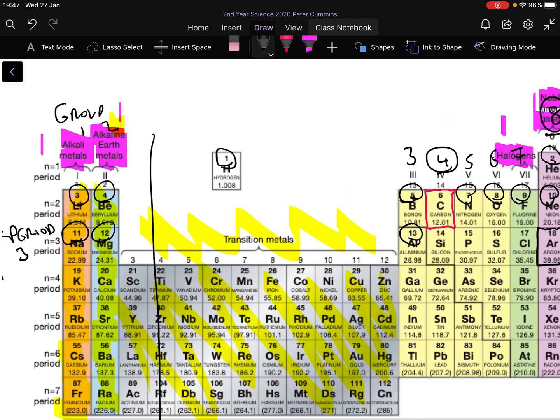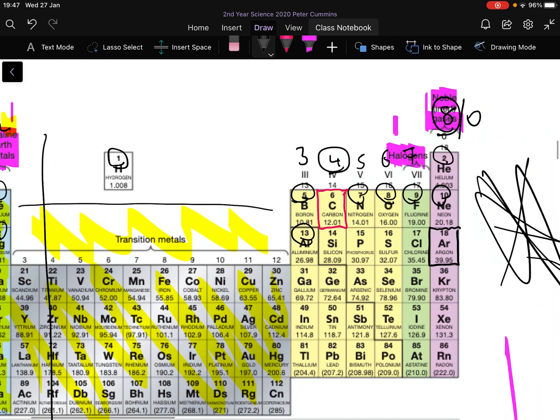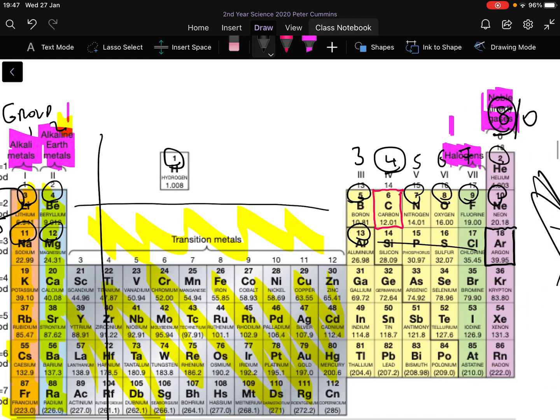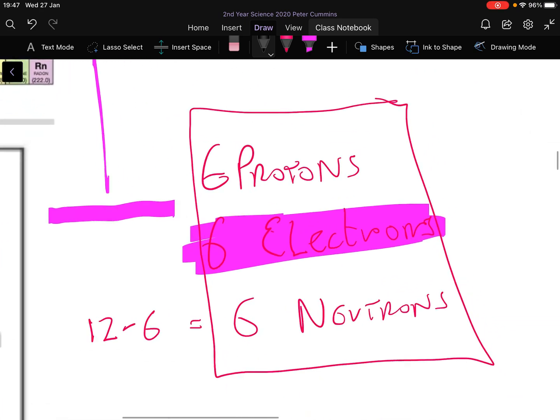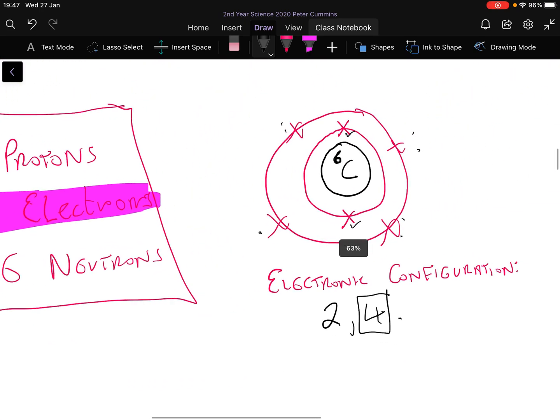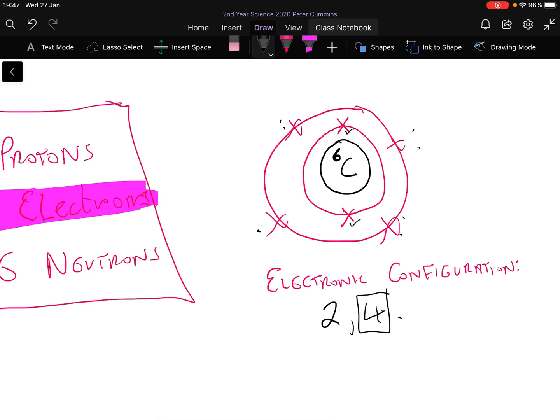What about this period thing? Let's have a look. What period is carbon in? Let's go all the way across. Carbon is in period 2, and argon is in period 3. So let's have a look at carbon when we drew it. Carbon is in period 2 because it has 2 rings.